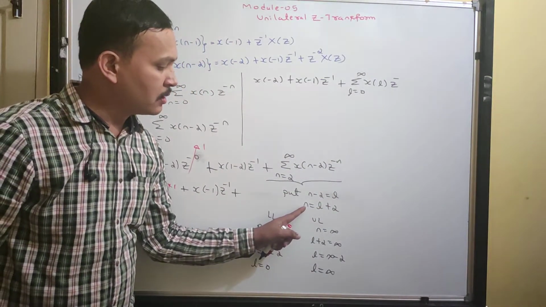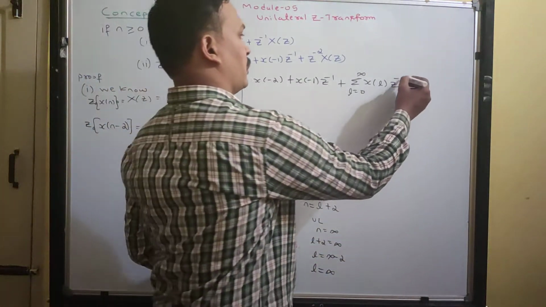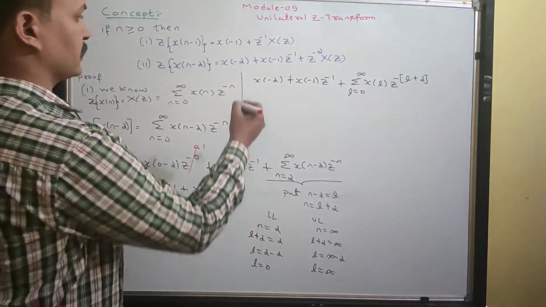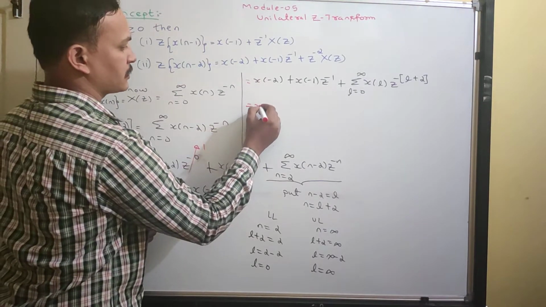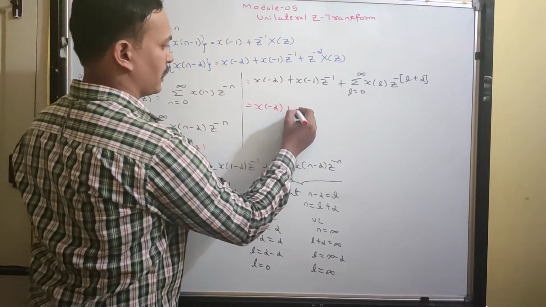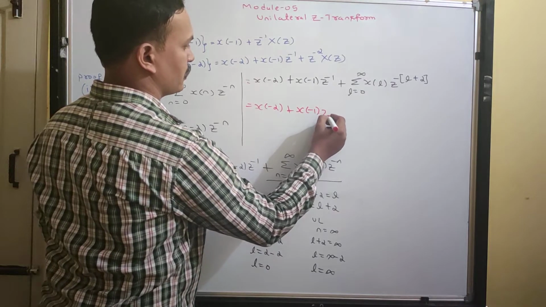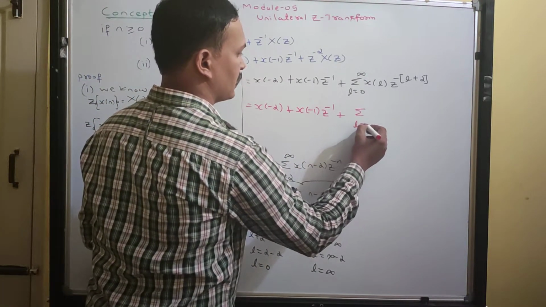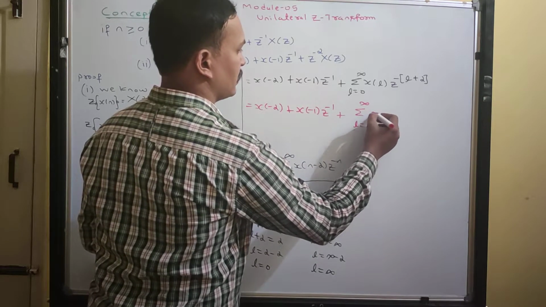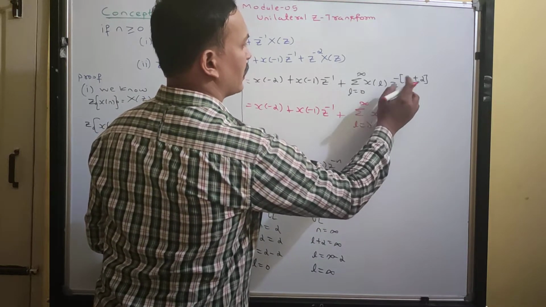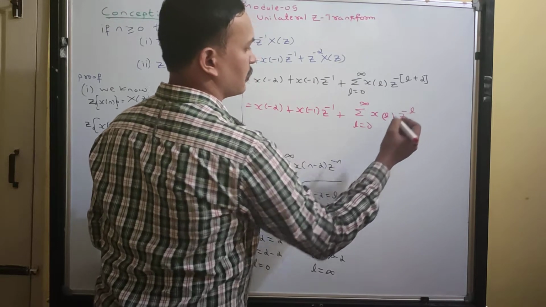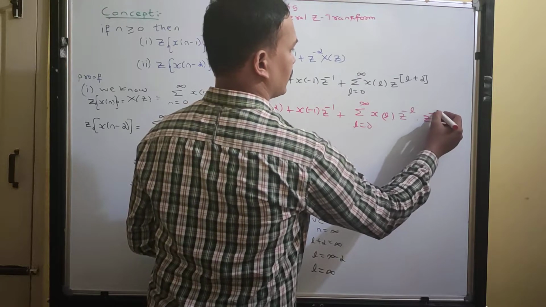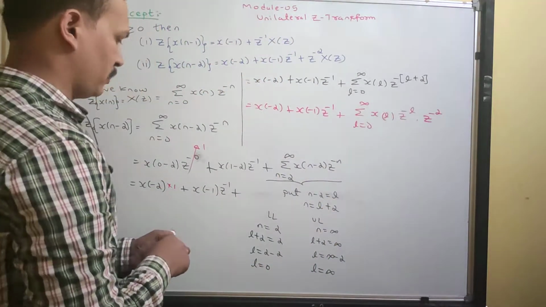What is the n value? L plus 2, within the bracket. Now simplify this. x of minus 2 plus x of minus 1 z inverse, plus summation L equals 0 to infinity x of L. Now you multiply this by z power minus L, and you will get one term, z power minus 2.